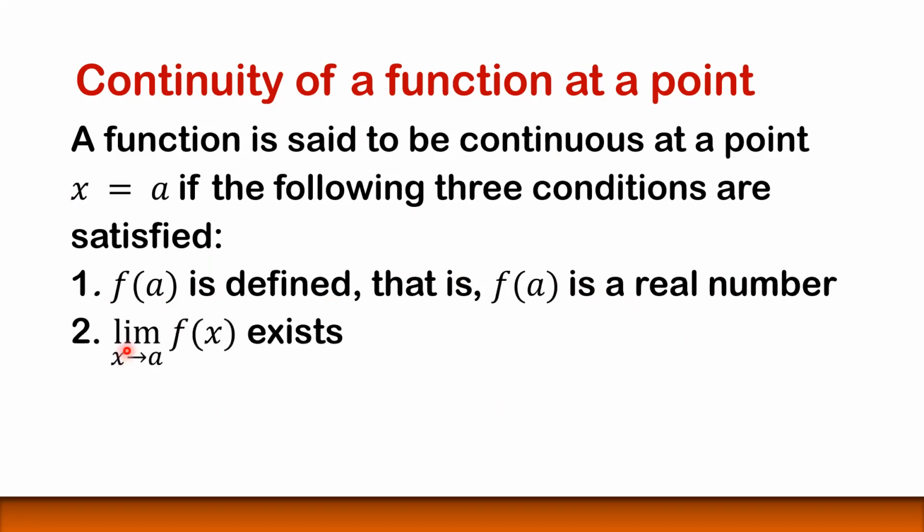And then secondly, the limit of f of x as x approaches a exists. And then lastly, the limit of the function f of x as x approaches a, the answer in number 2, must be equal to the answer in number 1, which is the f of a. So we have the functional value being equal to the limit value.